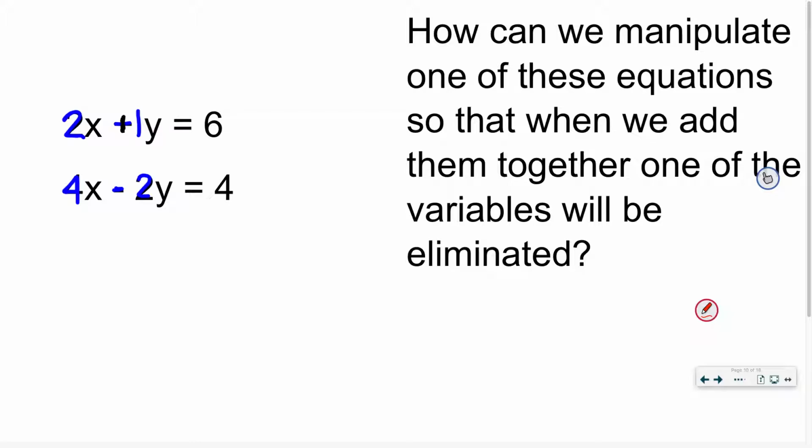Anyone have an idea for what we could do to an equation to change? Oh, what do you think? Add 2 to the bottom. Just add 2? Like that? To both sides. Is that going to help us eliminate a variable? No.